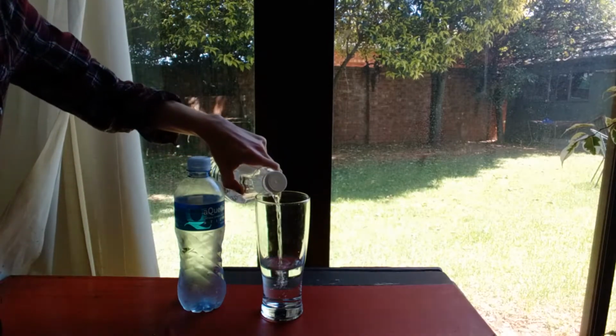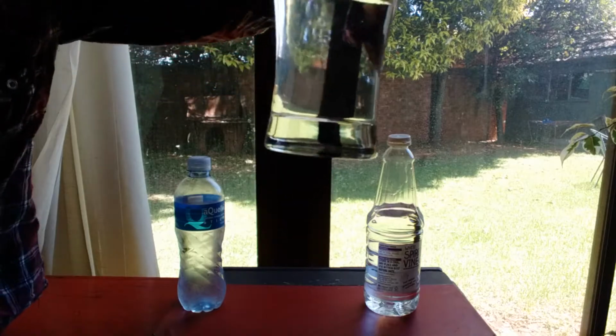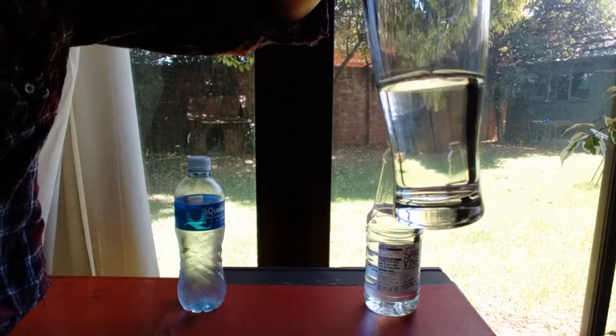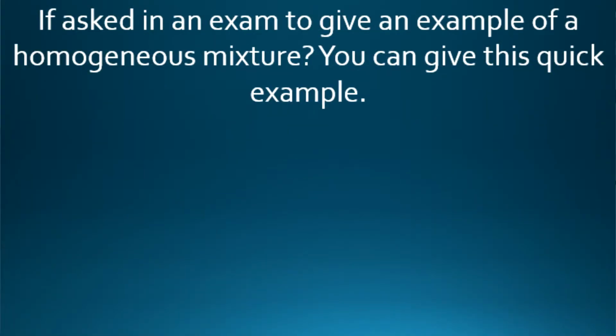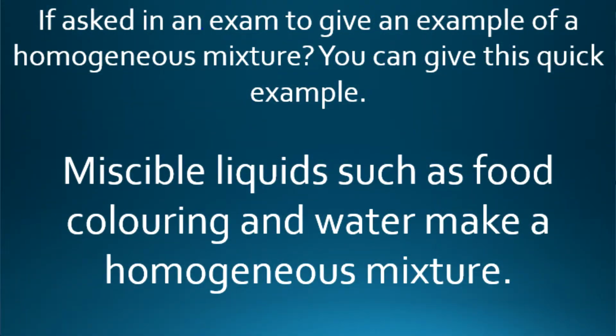But this is a homogeneous mixture. It's uniform throughout, it's the same phase, it's liquid all the way through. And yeah, vinegar and water is an example of a homogeneous mixture. If asked in an exam to give an example of a homogeneous mixture, you can say miscible liquids such as food coloring and water make a homogeneous mixture.